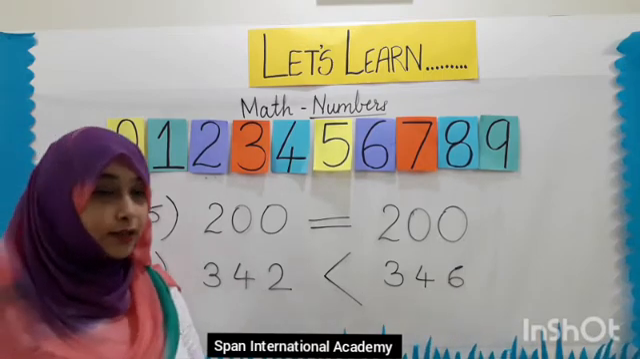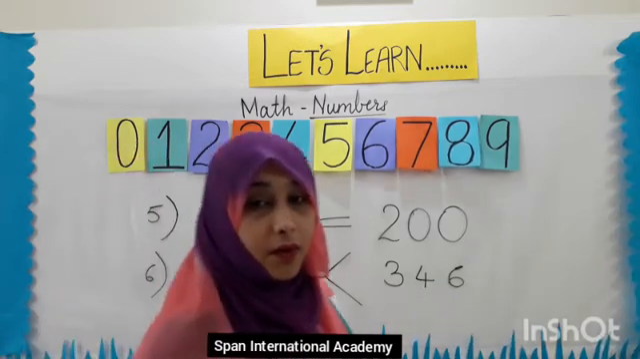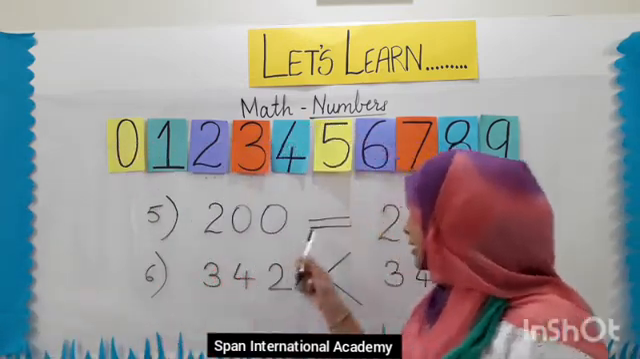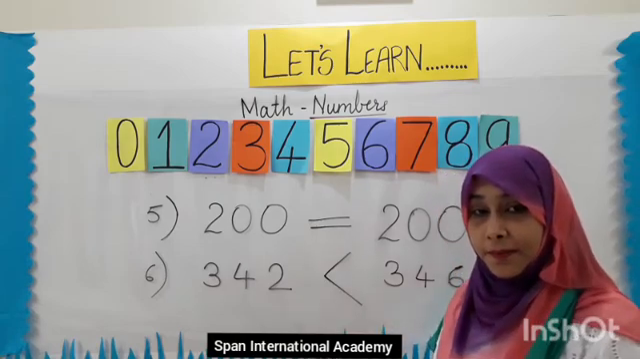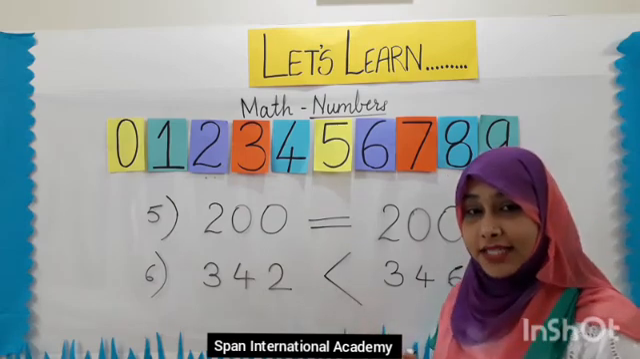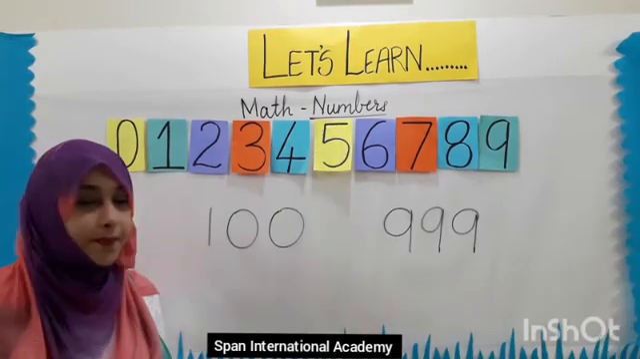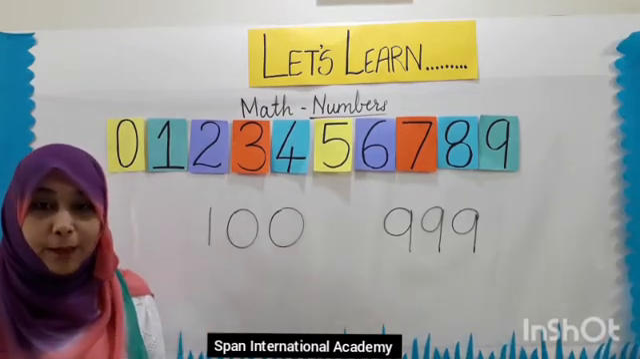Now what? We saw 6 examples. Now, you all saw signs of equal to and sign of greater than. Yes? Let's see what I have next. Okay, this is our last example.